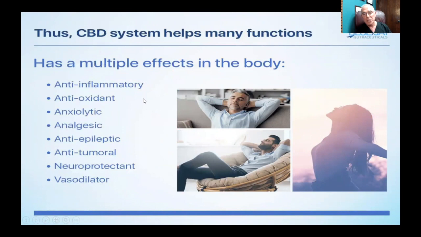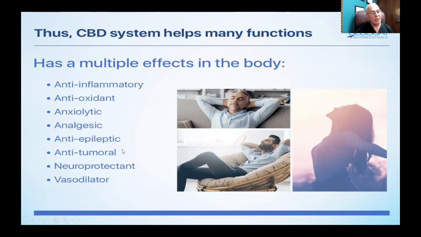We've heard of oxidation when we get older. The idea is that we have too much oxidation, and so you want to have an antioxidant to decrease that aging degenerative process. It is an anxiolytic, pain reliever, analgesic, and CBD actually has a very good effect to decrease seizures. So it is very good as an anti-epileptic in a certain dose.